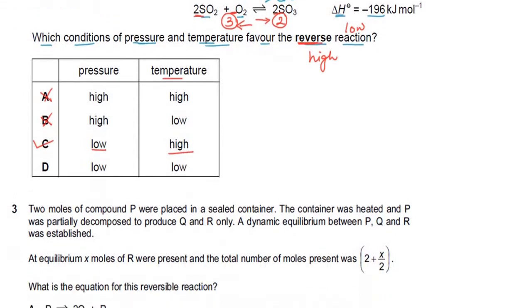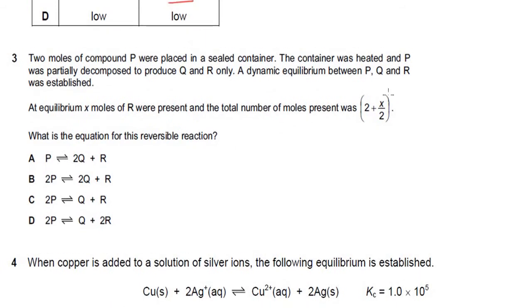The next question, third MCQ, says 2 moles of compound P were placed in a sealed container. The container was heated and P was partially decomposed to Q and R only. A dynamic equilibrium between P, Q and R was established. At equilibrium, X moles of R were present and the total number of moles present was 2 plus X by 2.